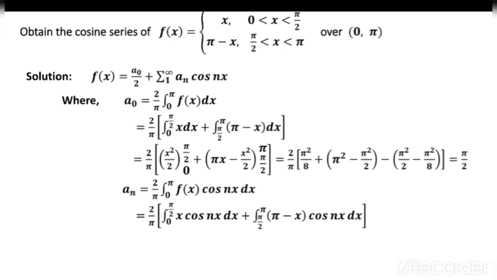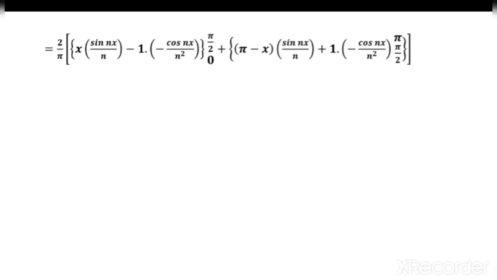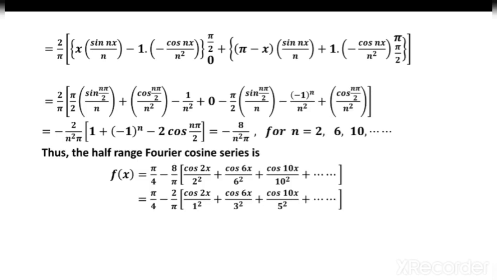Now how to find an? An is 2 by pi integral 0 to pi f of x cos nx dx. So we'll be writing f of x from 0 to pi by 2 as the x function and the other one, pi by 2 to pi, as pi minus x into cos nx dx. Again, make use of the integral formula and reach this step. Putting the lower limits and the upper limits, you will reach here.